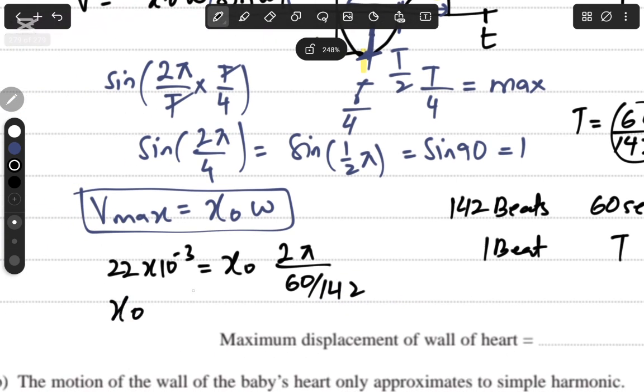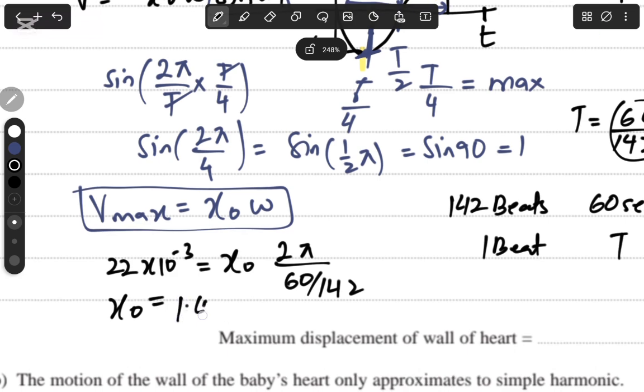Then I can find my x naught value. You're going to get the answer as 1.479 times 10 to the power of minus 3, and then you multiply by 1000. So your final answer is going to be 1.479 millimeters.